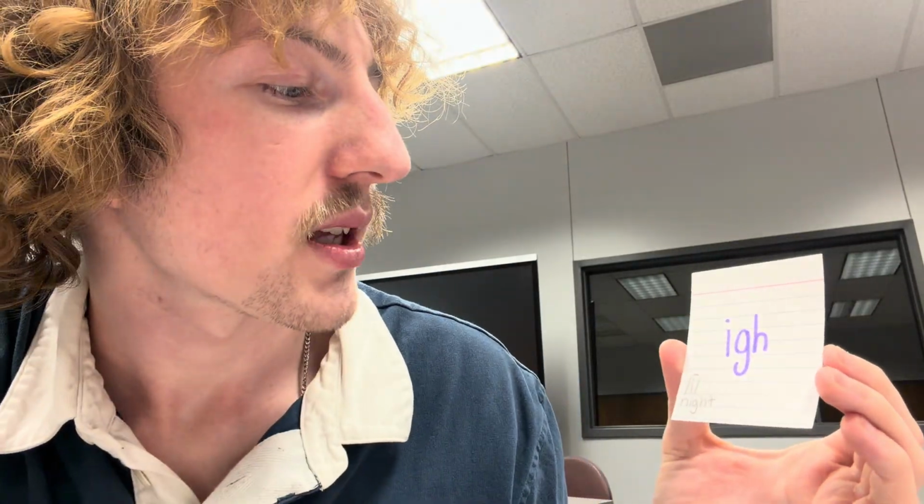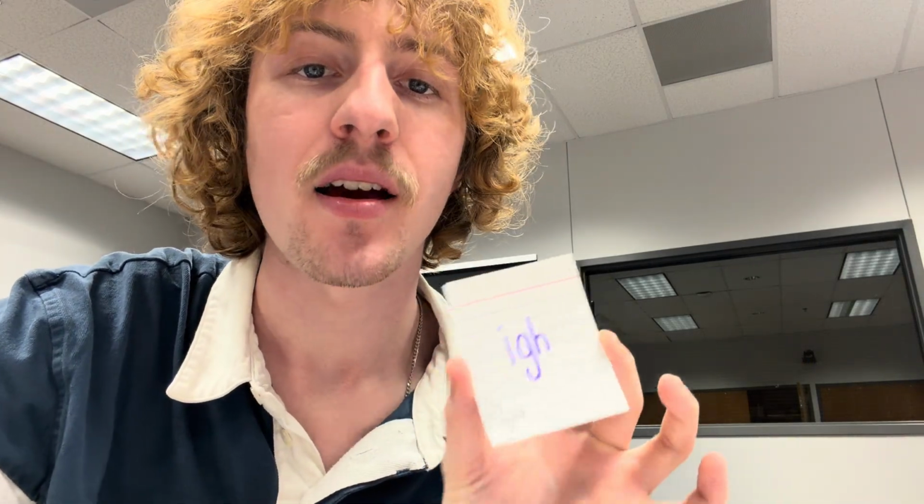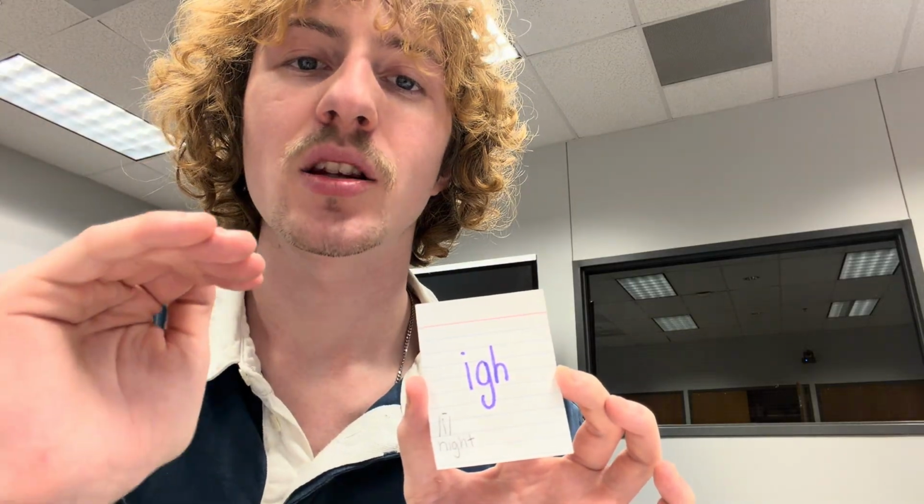Next we have IGH. For a word like night, it will be a long I. Night, sight, light. All of these use I, G, and H connected, no break, no letter in between, and they make a long I.